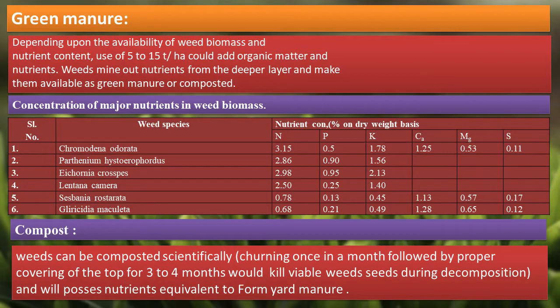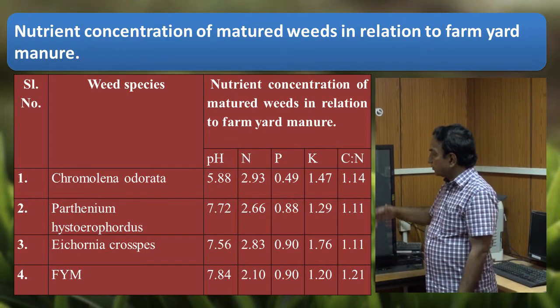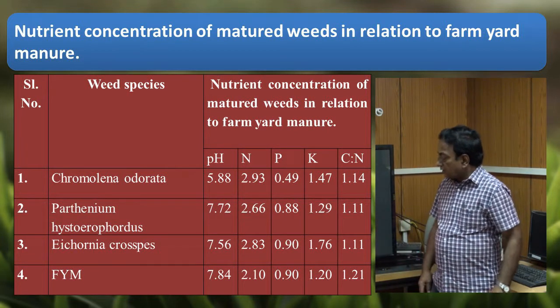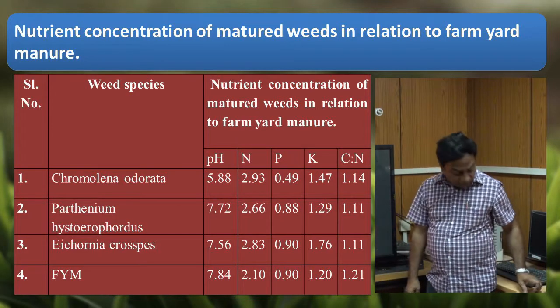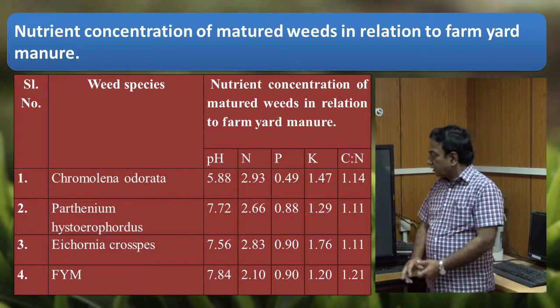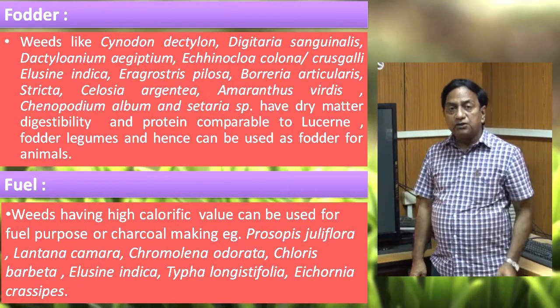You can see how weeds are a very good source of nutrients, and if they are utilized for supplementing the nutrients in the soil, that can also be a very good utilization. Compost, as I said, many weeds have beneficial effect as compost. Now, this is about the nutrient concentration, the chemical property of the various weeds, Chromolaena odorata, Parthenium hysterophorus, and Ipomoea crescipes, compared with FYM. You can see that as compared to FYM, the nutrient content of the various weeds is on par with them.